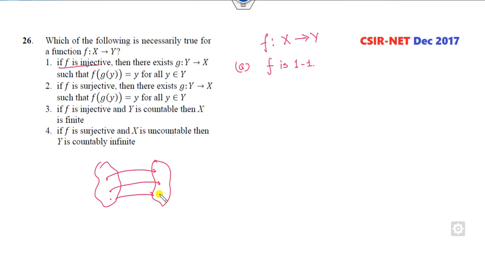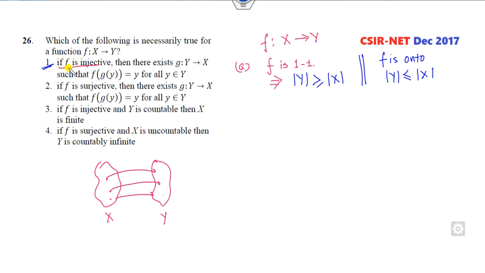Fine. So what is the meaning of that? If I say y, this is x. It means the cardinality of Y must be greater than or equal to the cardinality of X. That's the meaning of 1-1. On the other hand, if I say f is onto, what is the meaning of that? The cardinality of Y is less than or equal to the cardinality of X.